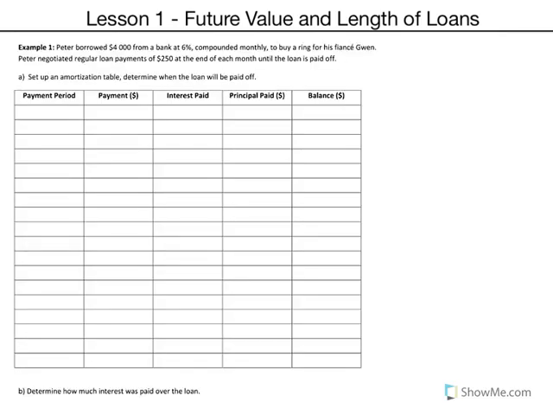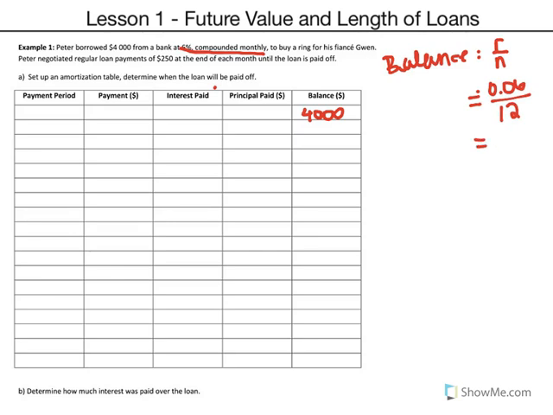So we're going to set it up like this. We have a payment period, a payment, interest paid, and a principal paid. To figure out our interest paid, we take our balance and multiply it by R over N, the rate per compounding period. So Peter is borrowing $4,000 from the bank at 6% compounded monthly. So we're going to take 0.06 and divide it by 12, which is 0.005.